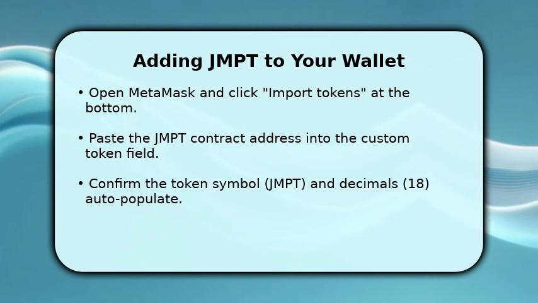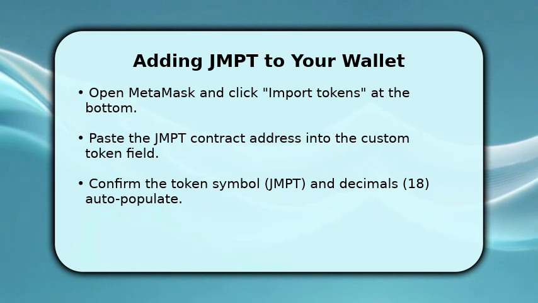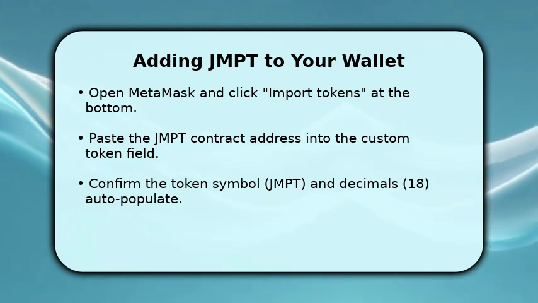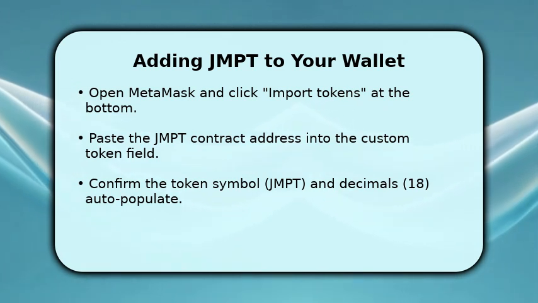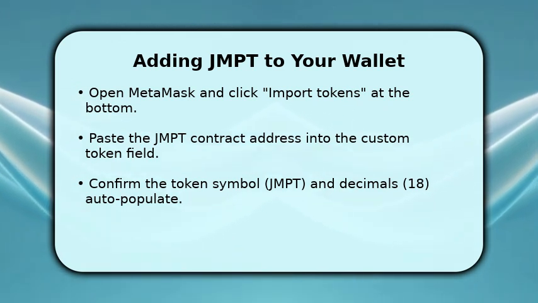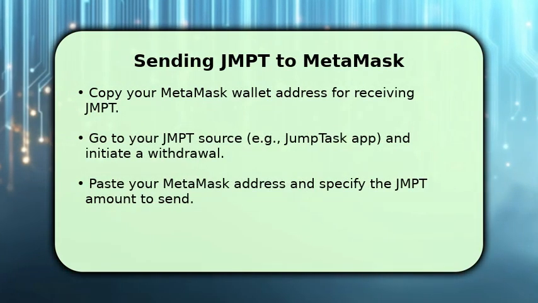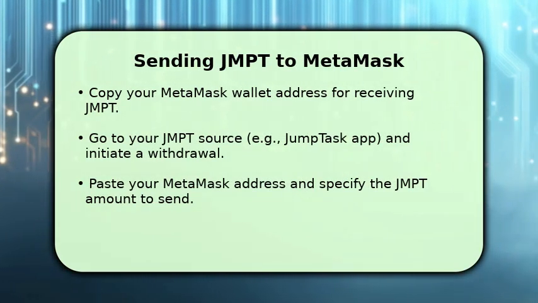The token symbol, Jmpt, and the decimals, which should be 18, should automatically populate. If they don't, you might need to enter them manually, but always verify the contract address first. With Jmpt added to MetaMask, you're ready to transfer.